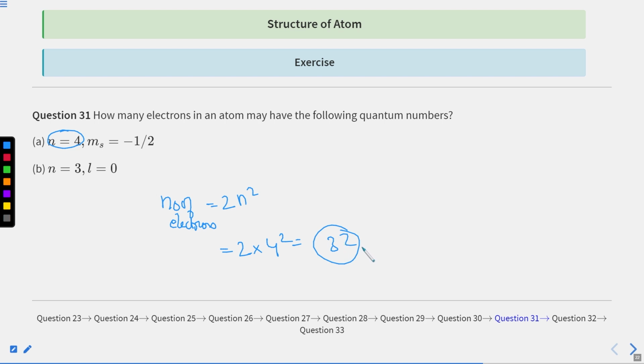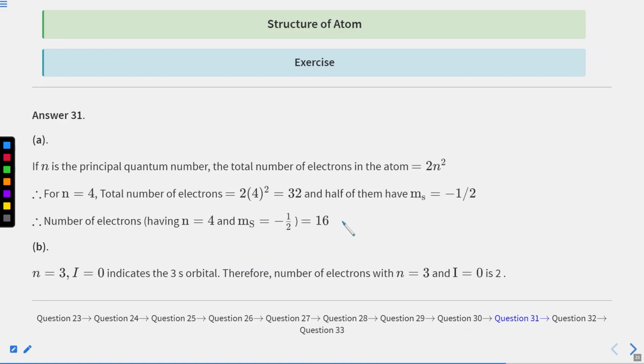Now in one orbital, 2 electrons can be accommodated, so 16 means 16 pairs are there, and one pair can have only +1/2 and -1/2, so therefore 16 electrons is the correct answer. Now it is given n is equal to 3, l is equal to 0. l is equal to 0 means the subshell is s, and 3 is n, so 3s. 3s has only one orbital, so therefore it will have 2 electrons. So 2 here and 16 here.